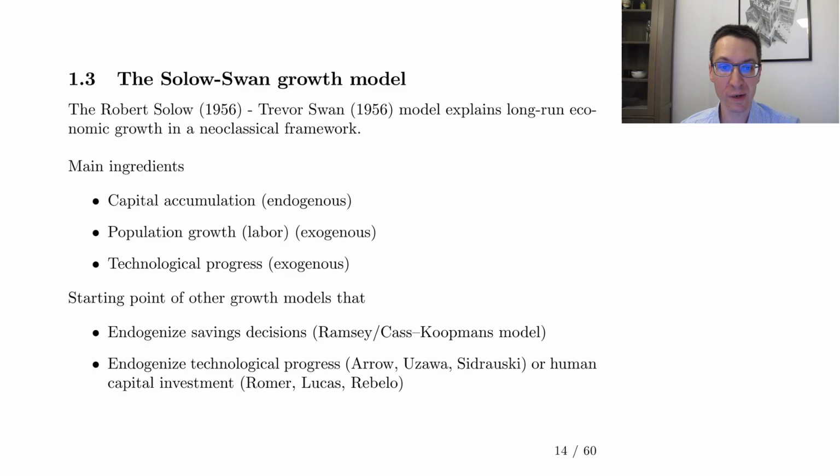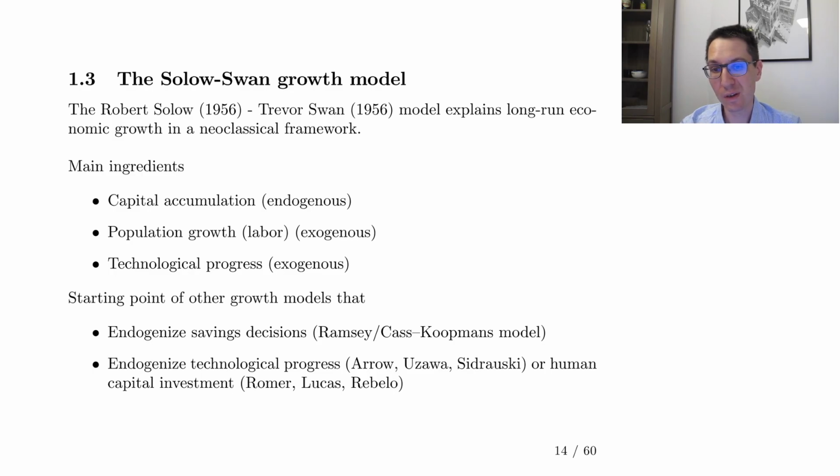The Solow-Swan model is the backbone of growth theory. It's the starting point of many other, more complete growth models. For instance, the Ramsey-Cass-Koopmans model makes the savings decision endogenous. Also, the Arrow, Uzawa, and Sidrauski models make technological progress endogenous. And Paul Romer has made human capital investment decisions endogenous. He actually got the Nobel Prize in 2018 for this work, along with his work on environmental models.